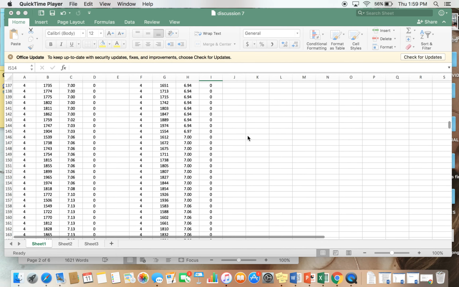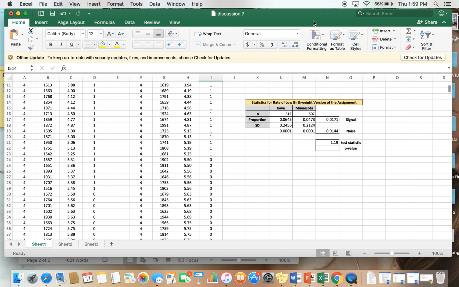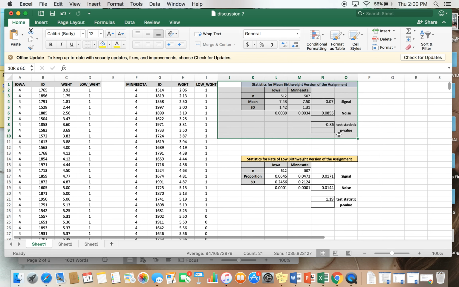Okay, so for discussion 7, I had B04 for my data set. That means I was doing the birth weights of Minnesota and Iowa in 1996. So we are going to be focusing mainly on this set of data right here.